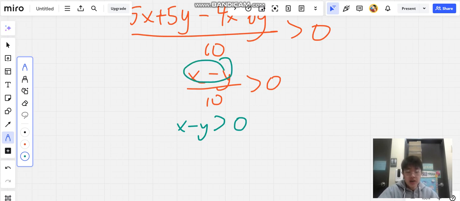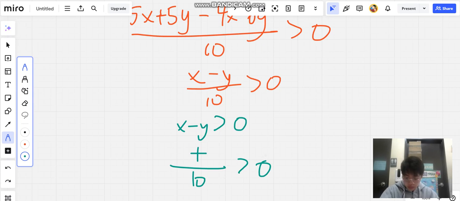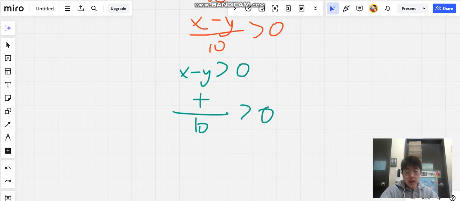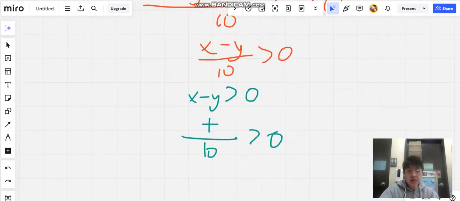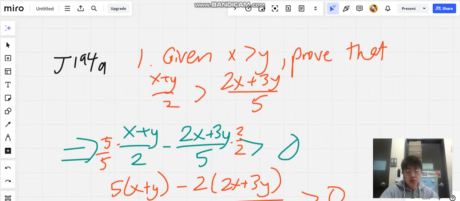So regardless of what number you have up here, as long as it's a positive number, divided by 10, it is always going to be greater than 0, because a positive divided by a positive number is always another positive number. And that effectively proves that this original inequality is true.